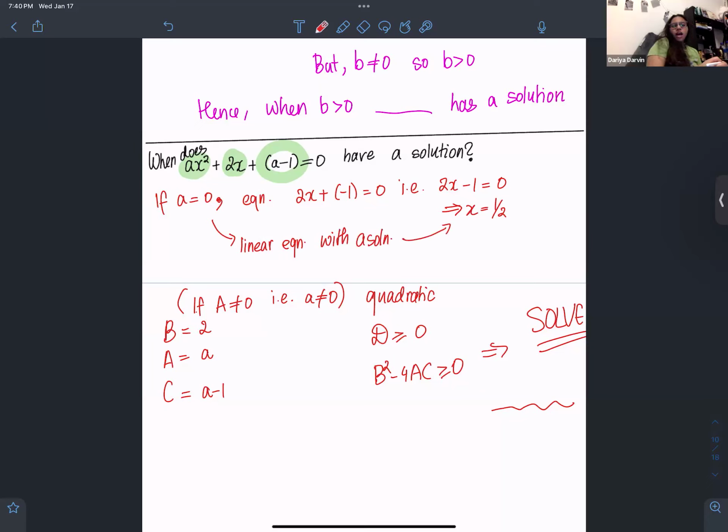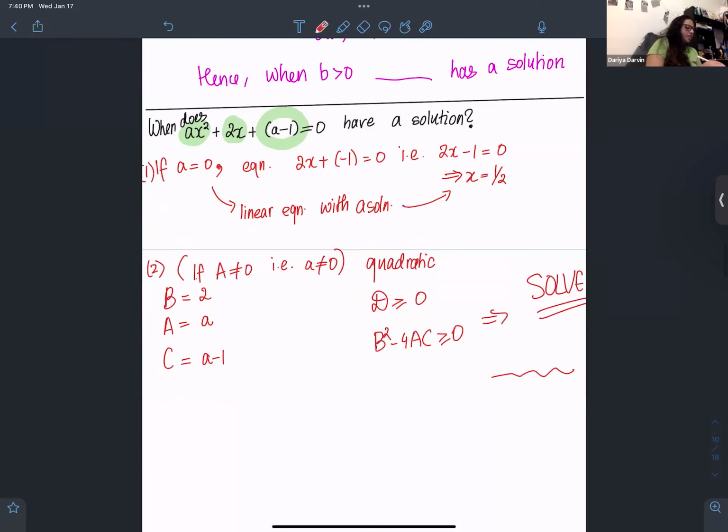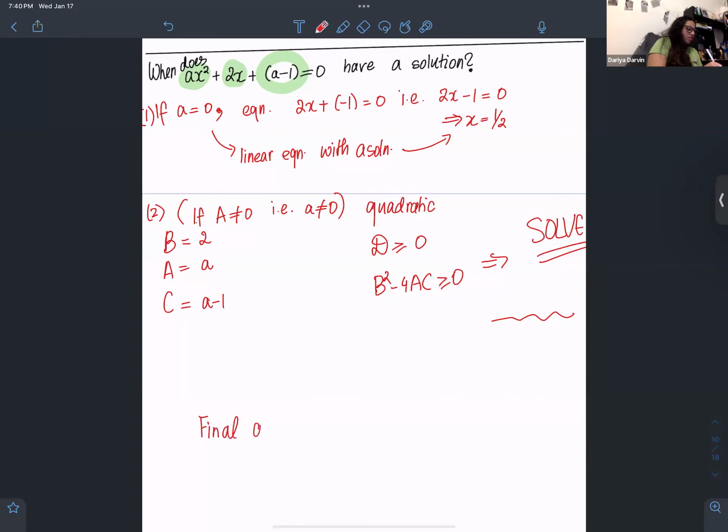So overall, if I asked you, when does this equation have a solution? I actually have two answers. One is if A equals 0, this becomes linear and gives me a solution. That has nothing to do with the quadratic formula and all that. That's just understanding that this equation could become linear. Part 2 is everything we did before. If A is non-zero, this is a quadratic, we find the discriminant and solve like we did earlier. So the final answer will be A equals 0 or whatever you get from here, fill it in.